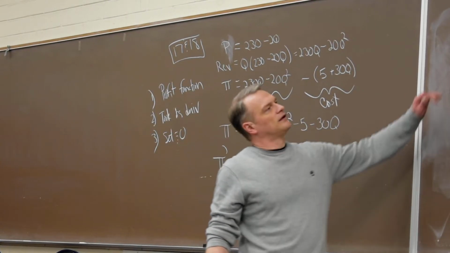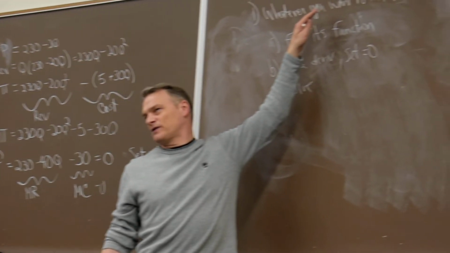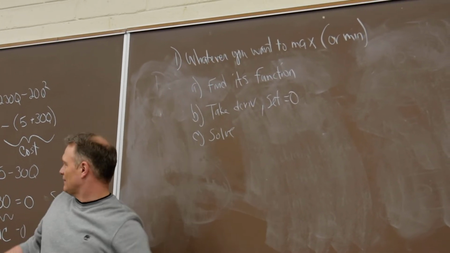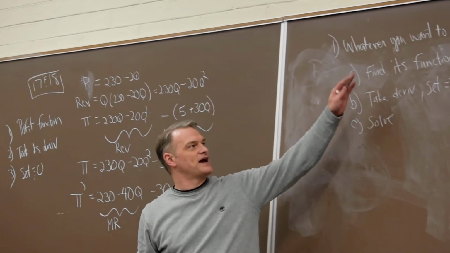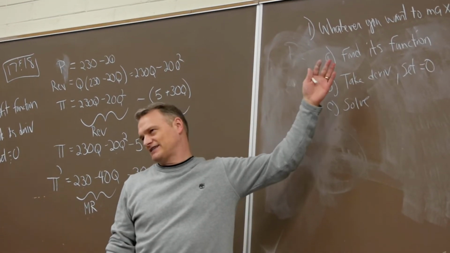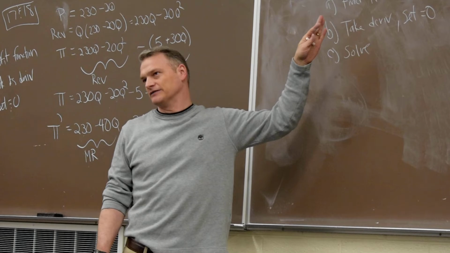So, whatever you want to maximize, if I'm trying to maximize profit, I want to essentially take the profit function, take its derivative, set it equal to 0. If I want to maximize revenue, I want to take its function, take its derivative, set it equal to 0. Okay?